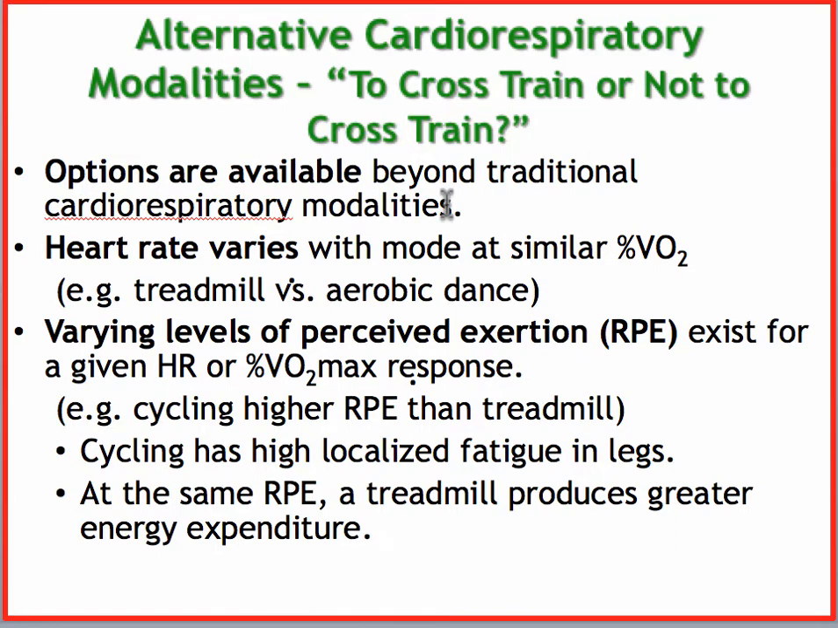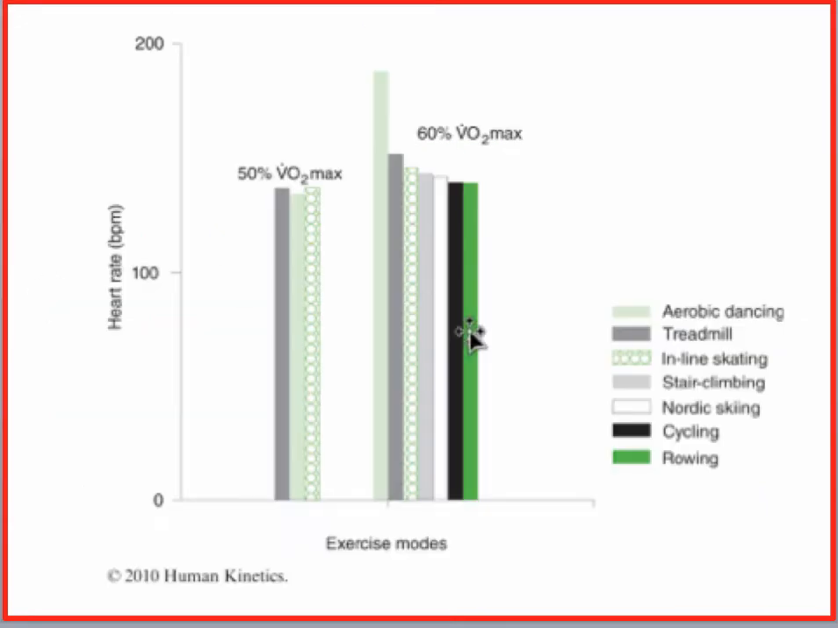But with the different types of exercise, what you may find is that at a similar oxygen consumption, heart rate may vary. And so if we look at something like treadmill running, treadmill running and stair climbing have similar oxygen consumption. They have similar heart rates. They're taxing the cardiovascular system similarly.